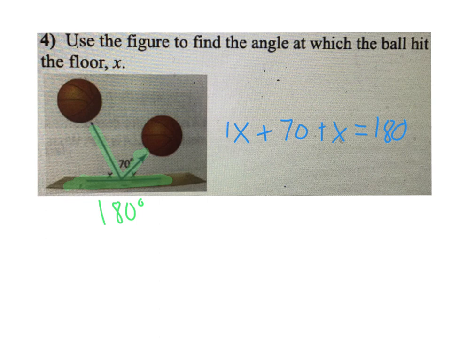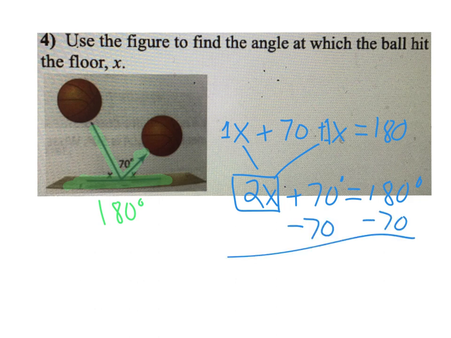We can put a 1 in front of each of these x's, so that's 1x plus 70 plus 1x. Now we can combine like terms. 1x plus 1x is 2x. 2x plus 70 degrees is equal to 180 degrees. And from right here, you can solve it like a regular two-step equation. Put a box around it that tells us to leave it alone. Then do opposite operations. The opposite of plus 70 is minus 70. By carrying out your subtraction, you're going to get 110 degrees.